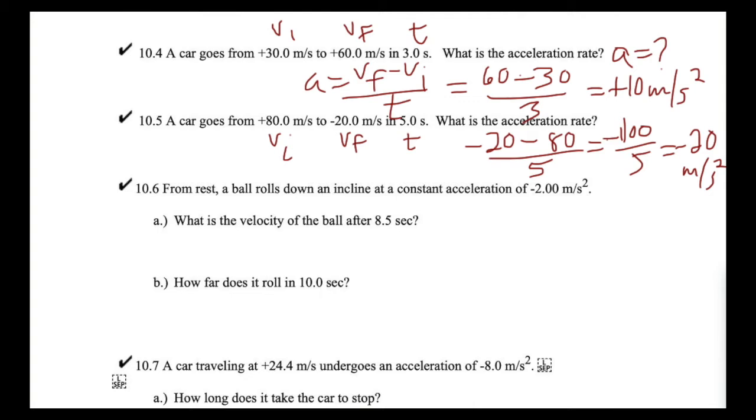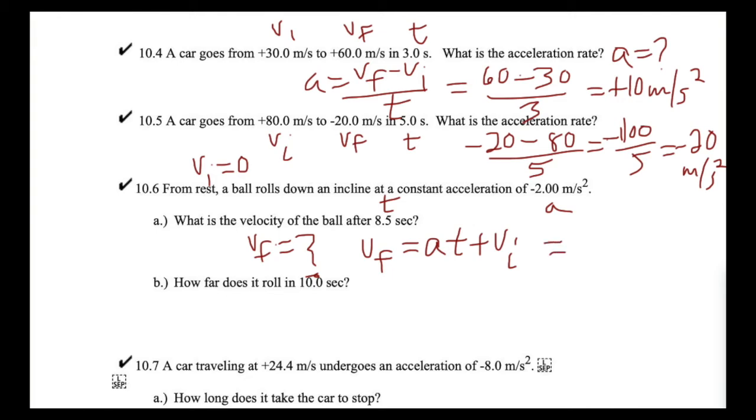10.6. From rest, that's important. From rest means VI equals 0. A ball rolls down an incline at a constant acceleration, so there's A. What is the velocity of the ball? That's Vf, question mark, after 8.5 seconds, so there's a time. The equation I'm going to use here is Vf equals At plus Vi, that first equation.